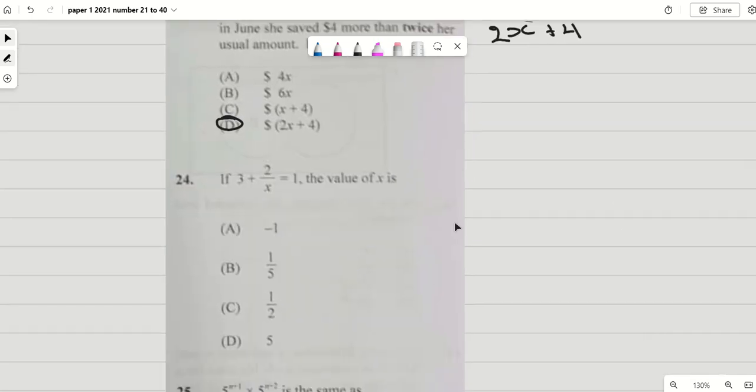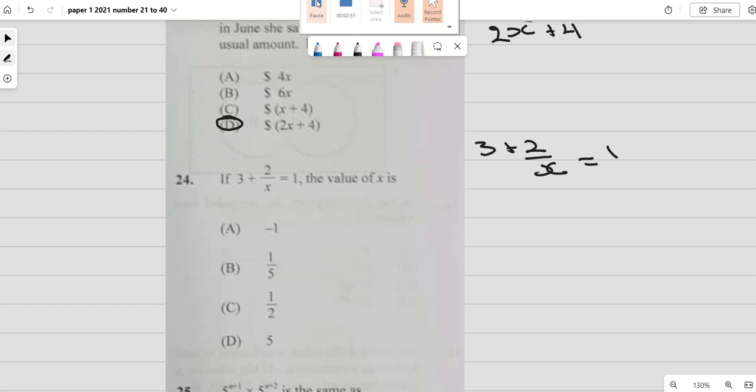Then they said if 3 plus 2 over x is equal to 1, then what is the value of x? First off, we're going to make x the subject. We're going to multiply. To get rid of that x, we multiply this entire thing by x. So you're going to get 3x. This 2 over x multiplied by x, the x's cancel out, so you get plus 2 is equal to x.